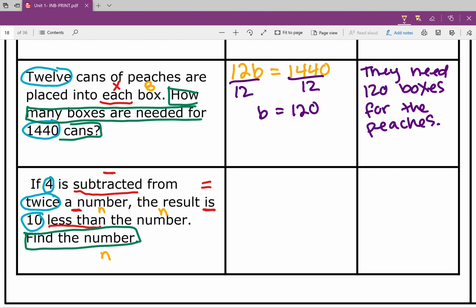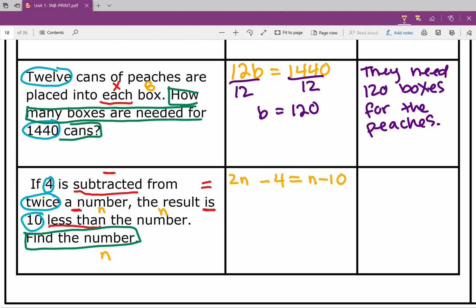Okay, so now let's go ahead and read it again. It says if 4 is subtracted from, so from something 4 is subtracted. So we have to write minus 4, but we have to leave a little space because we don't know what it's being subtracted from. Twice a number. So twice is 2. And remember we said number is n. So far we have 2n minus 4. Then it says the result is, remember is means equal, 10 less than the number. So 10 less than the number, meaning 10 is being subtracted from the number, so n minus 10.